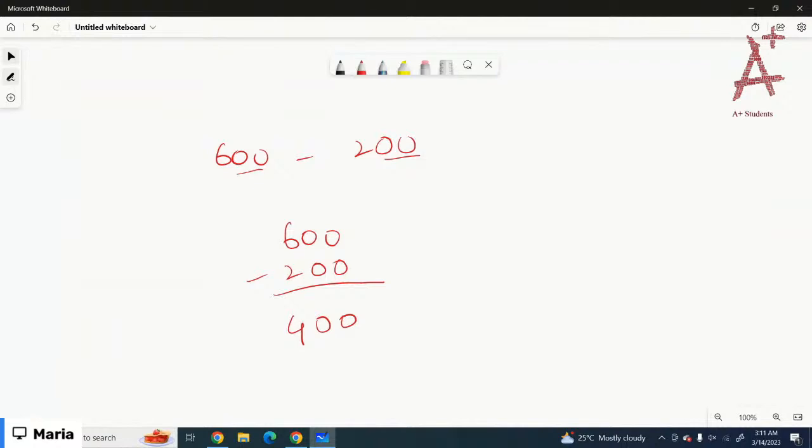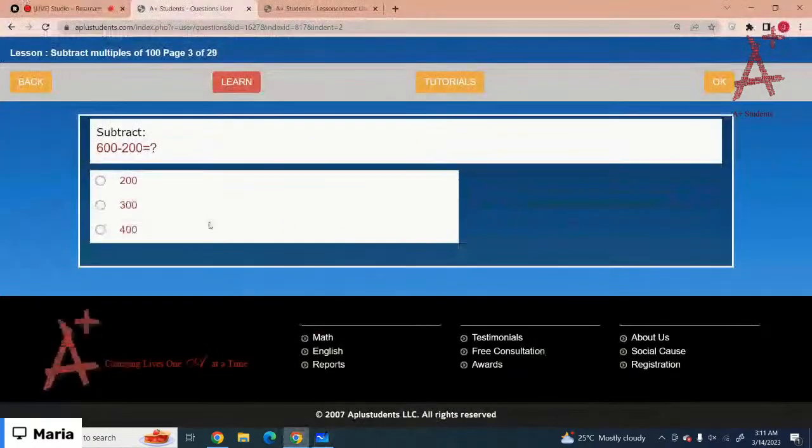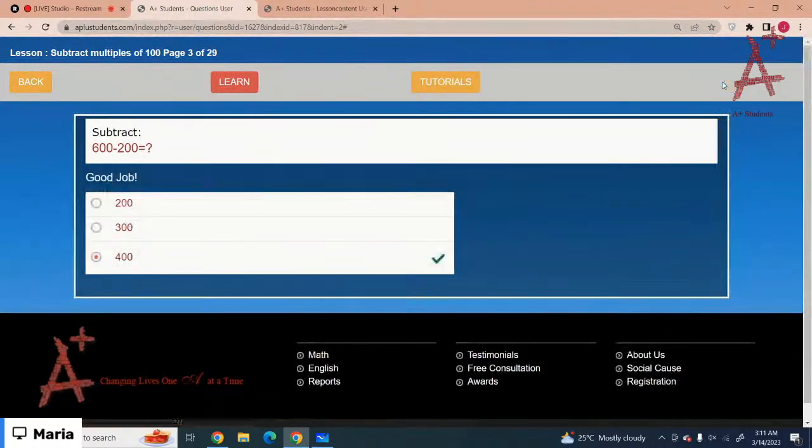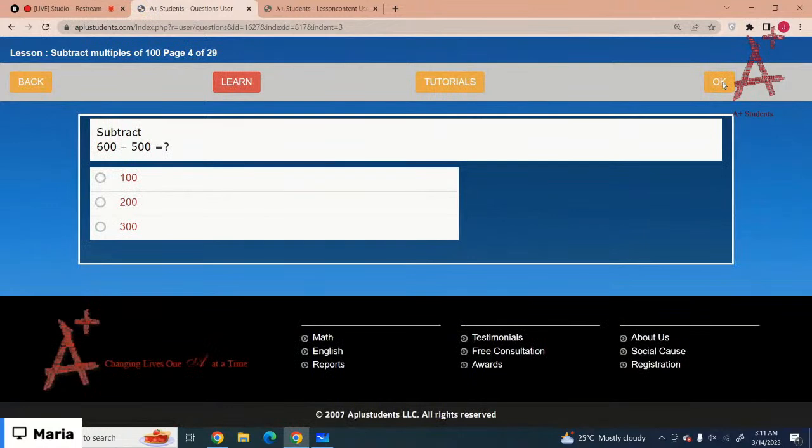So 600 minus 200 equals 400. Got it? So the correct option is 400. Just select the correct option and click on the OK button. Okay, the next one is 600 minus 500.